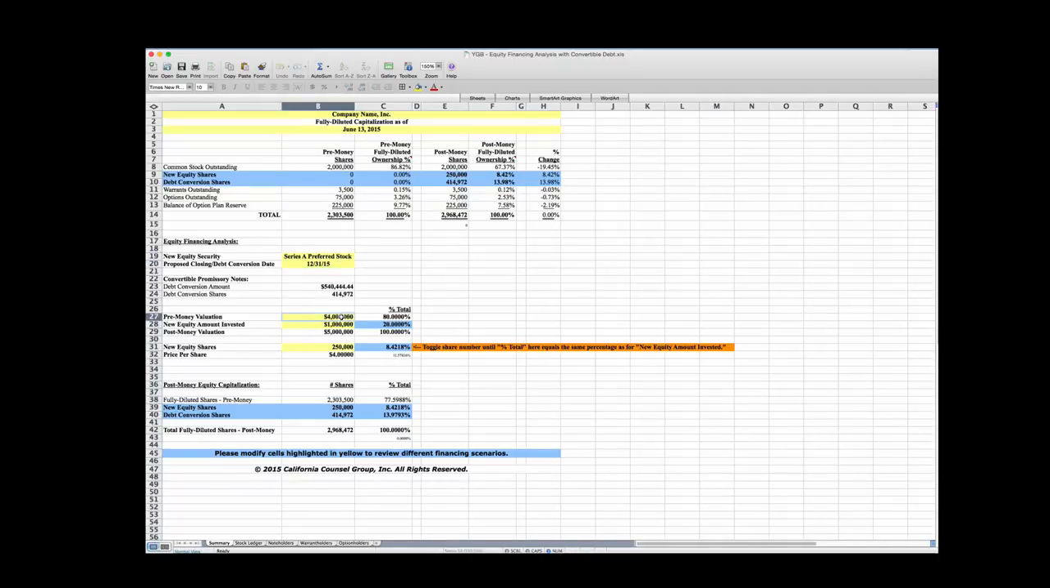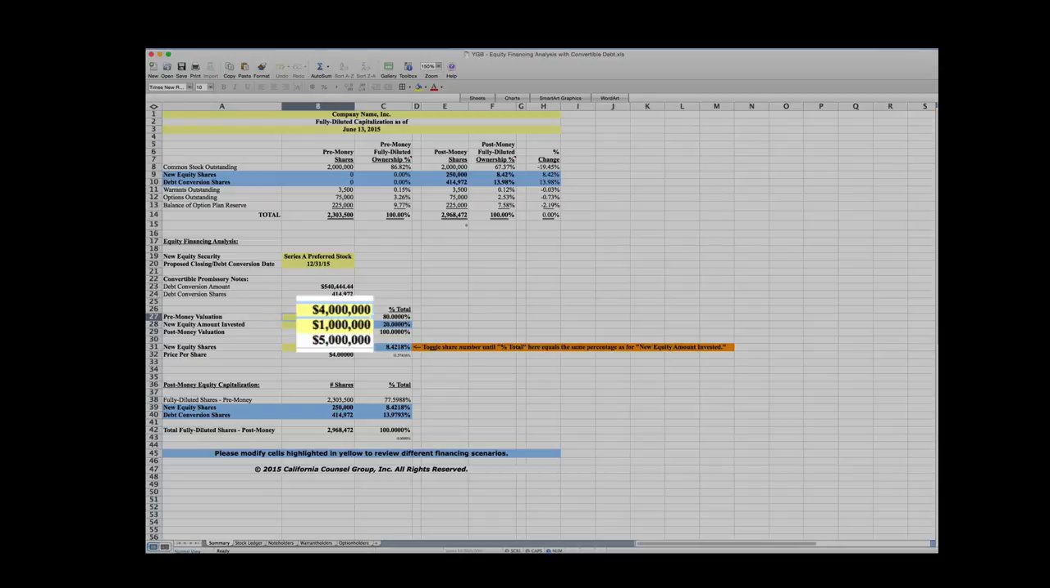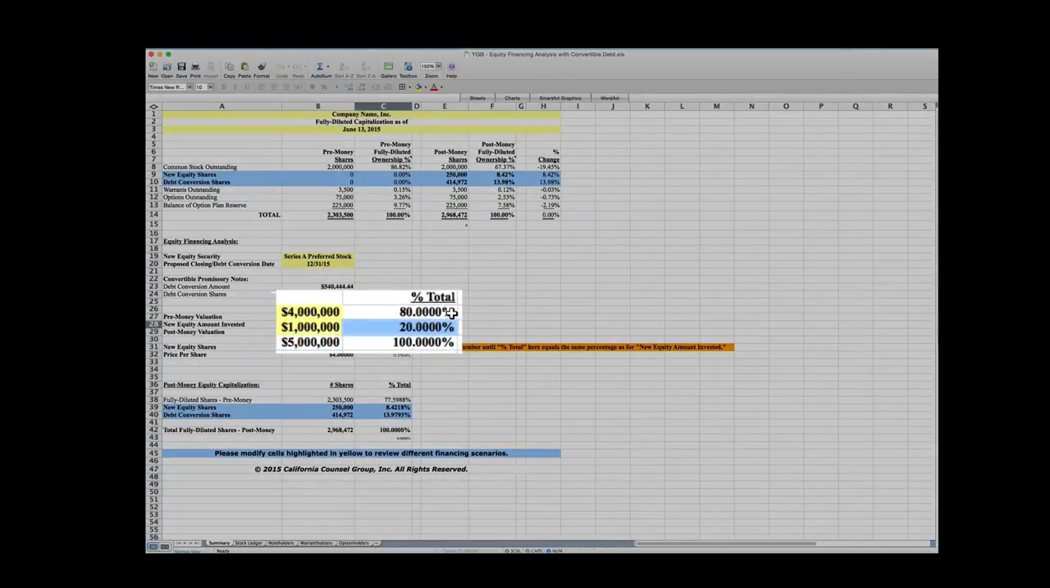And then we get to the typical equity financing terms, the pre-money valuation. In this case, we assume it's $4 million and $1 million of new equity is being raised. So the Series A preferred stock investors are putting in $1 million. And based on the resulting post-money valuation of $5 million, in this case, the new investors are going to own 20% right here, 20% of the company.